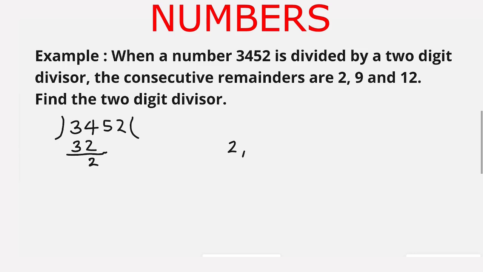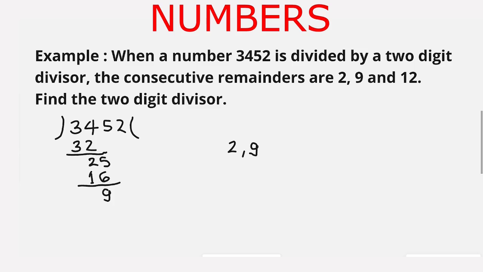Now we carry 5 from 3452. Now the remainder is 9. It means that the divisor has given a number 16, so that when 16 is subtracted from 25, the remainder is 9. The second remainder, which is the consecutive remainder, is 9.